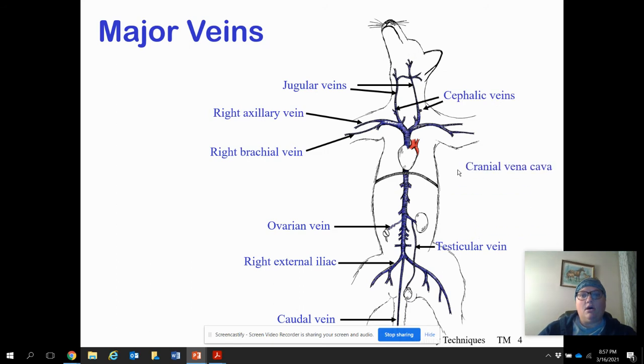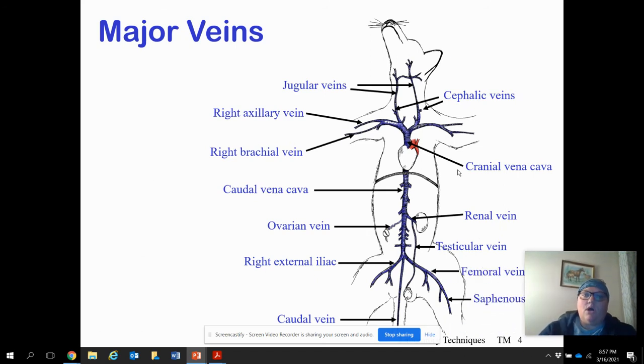Here are the veins of the dog. Okay. So we have the cranial vena cava and the caudal vena cava, also called superior and inferior vena cava, bringing deoxygenated blood to the heart. Those are the major highways. It'd be like Route 75 here, State Route 75. So all these other veins are like highways coming to that main corridor, the vena cava, via superior or inferior.